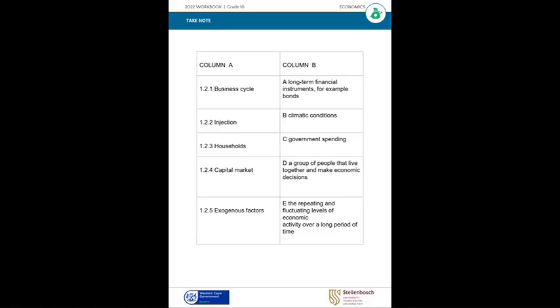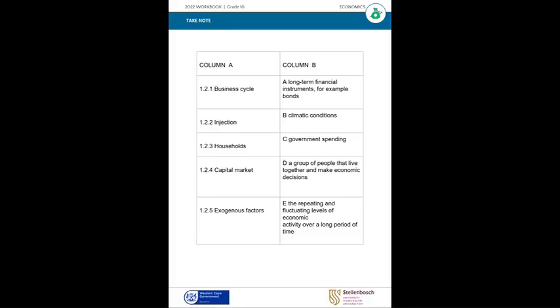So the only one that I have available still is letter B, which are climatic conditions. And in my column A, the only one I haven't used is 1.2.5 exogenous factors, which means then that must be for the letter B. So if we just look at that once again, my business cycle, that is the letter E, 1.2.2 would be C, 1.2.3 D, 1.2.4 A, and 1.2.5 would be the letter B.